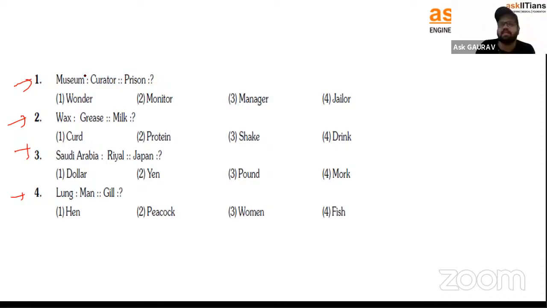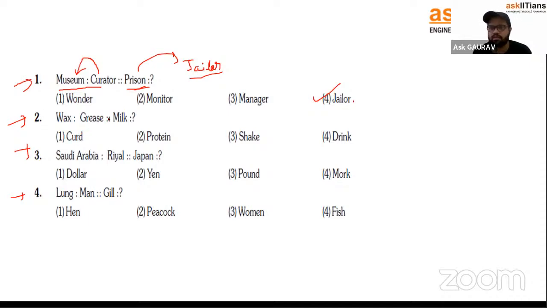Yes, definitely. See what the relation between them is. These are analogy pairs, right? Like curator is the safeguard of the museum, right? So who is the safeguard of the prison? That is the jailer. So option 4.